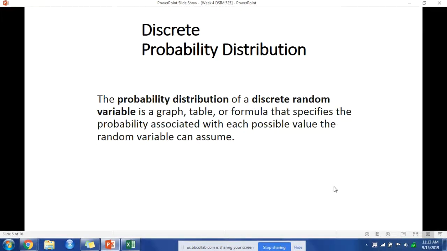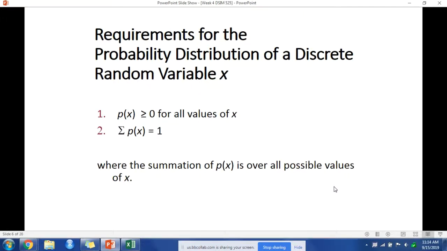Our first concern is with discrete probability distributions, which can be graphed, they can be in table form, or as a function or formula, and gives the possible values of that random variable. The requirements of a discrete probability distribution are that we have the probability of all possible values of x, and thus that those probabilities sum to 1.